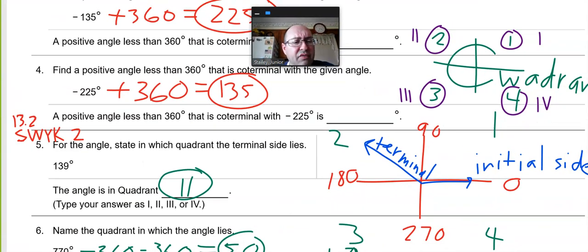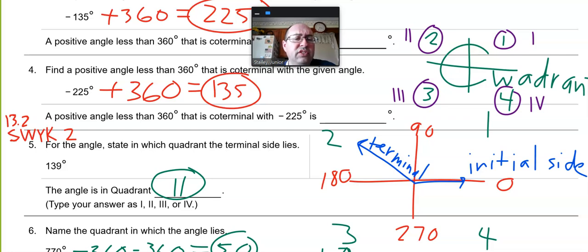Question 5. For the angle, state in which quadrant the terminal side lies. We know where the initial side lies because the initial side is always pointed at 0. It's the terminal side of the angle that we need to find. So there's your 139 degrees. That's approximate, obviously, because it's not perfect. 135 is smack dab in the middle of quadrant 2, so it's 4 degrees past that. So we are looking at something in quadrant 2.